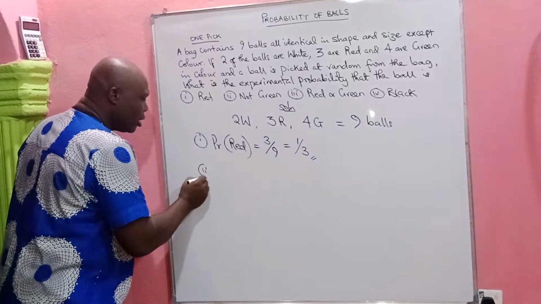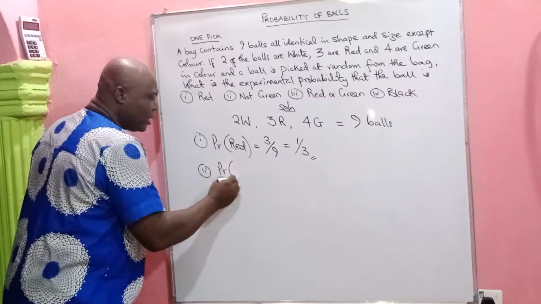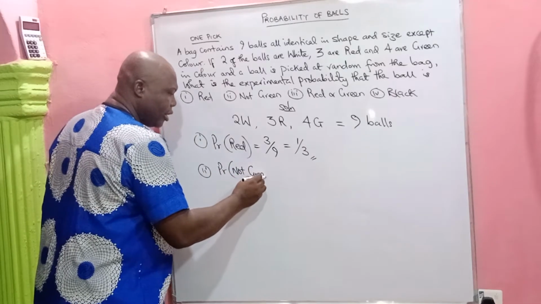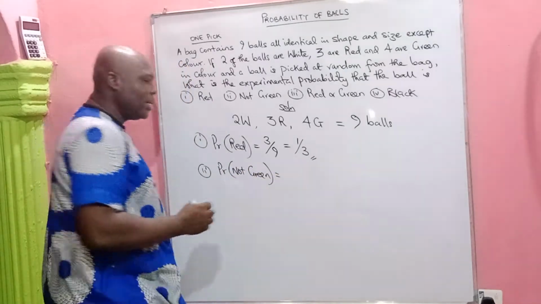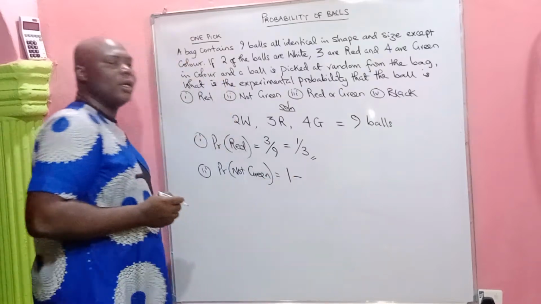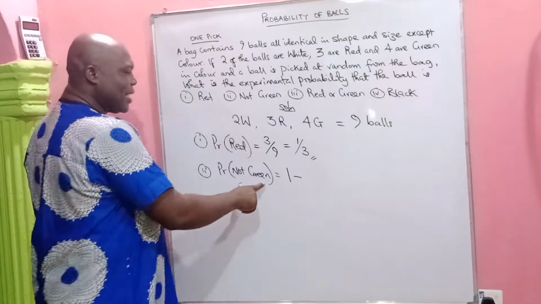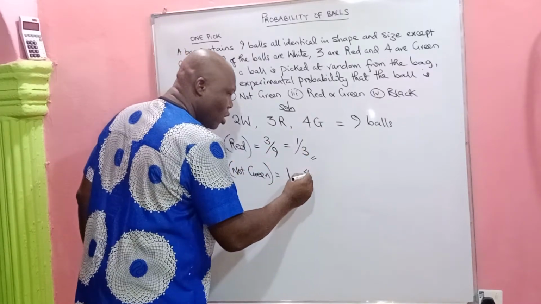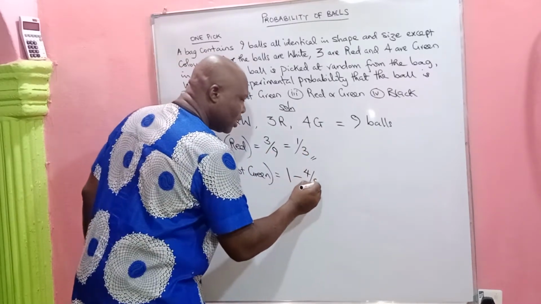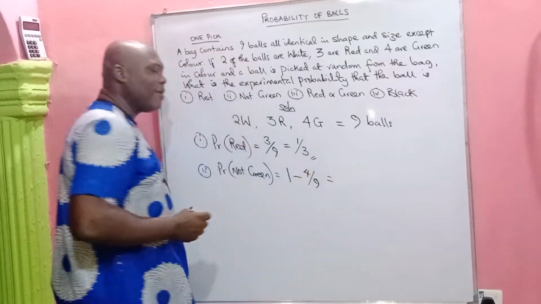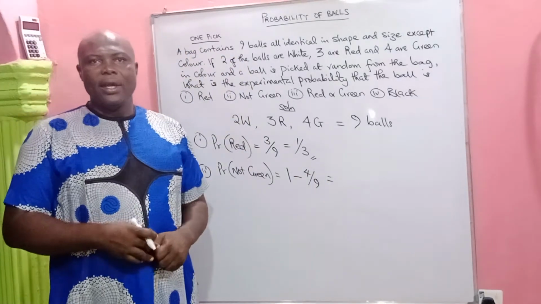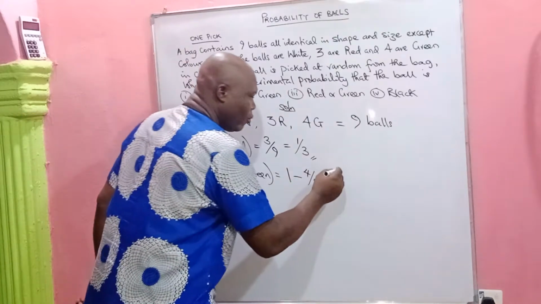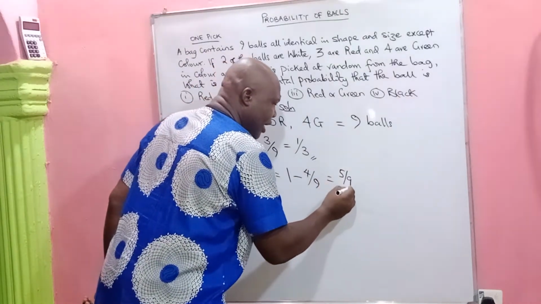So what is the experimental probability that the ball you pick is not green? Not green. All right, so not in probability means 1 minus. Not is 1 minus, then green. How many green balls do we have? 4 green balls, all over the total number of balls, which is 9. Okay? So we have 1 minus 4 over 9. 1 minus 4 over 9 is certainly 5 over 9.